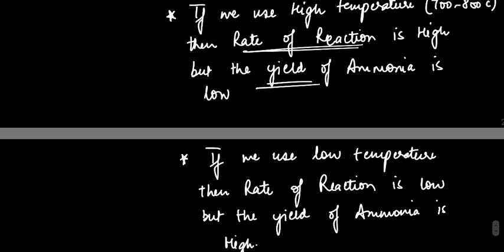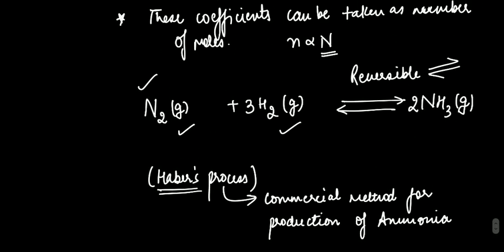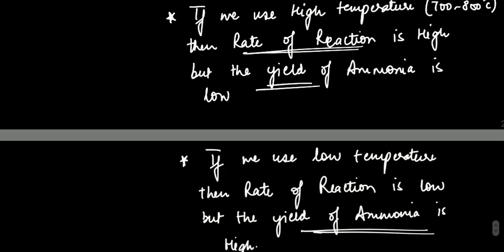Now, if we are giving low temperature, no doubt we are getting the yield of ammonia perfectly. But what about the time period? The rate of reaction is very low, so the reaction is not speeding up, it is moving very slowly. So what are we going to do about it? We can't waste time like that. We need to make sure the reaction happens in a short span of time, plus it also gives us a good amount of ammonia. So we want both things. In this case, we can use a catalyst.